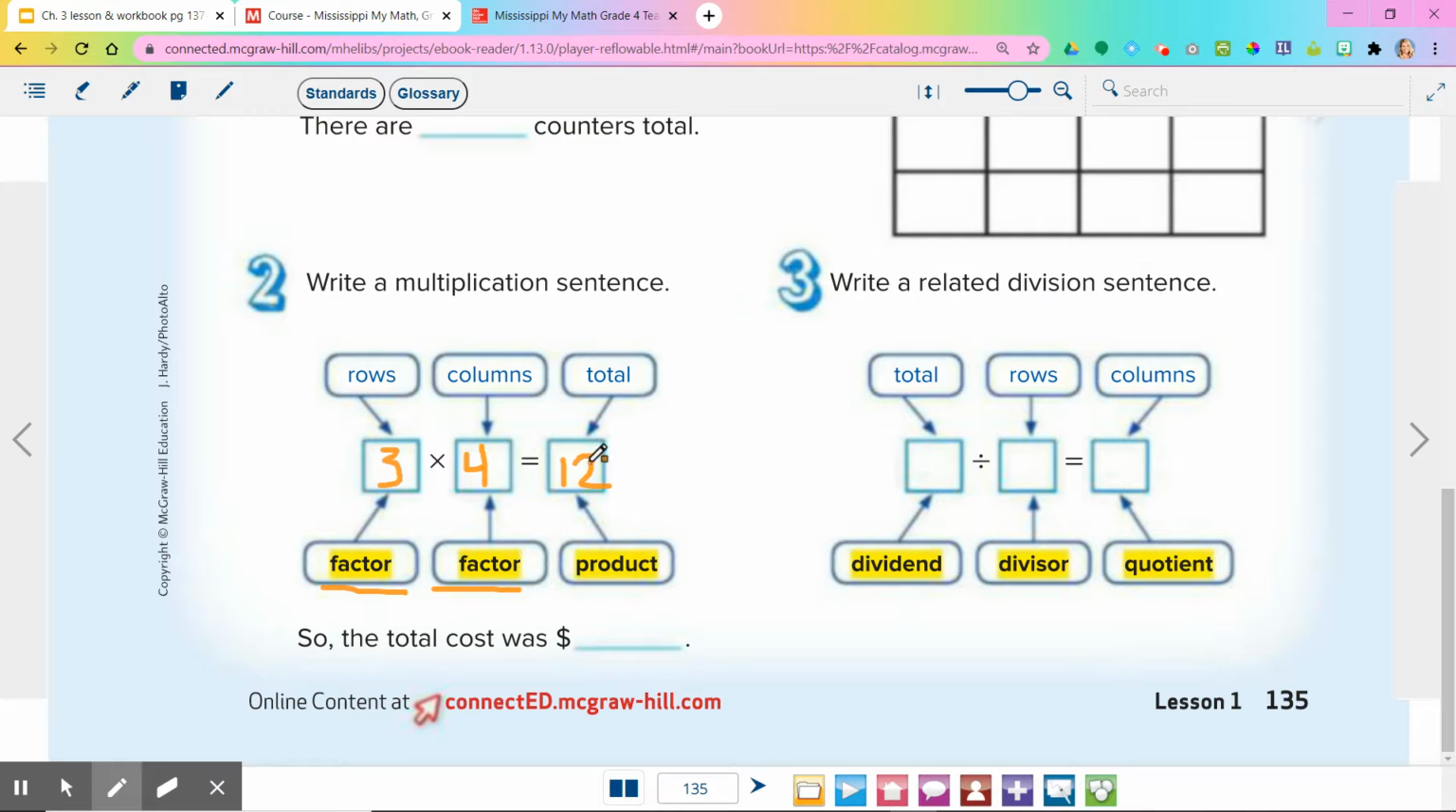Just like a sum is the answer to an addition problem, difference is the answer to a subtraction problem, and product is the answer to a multiplication problem.